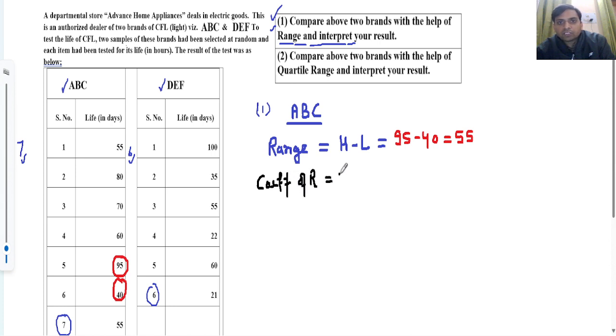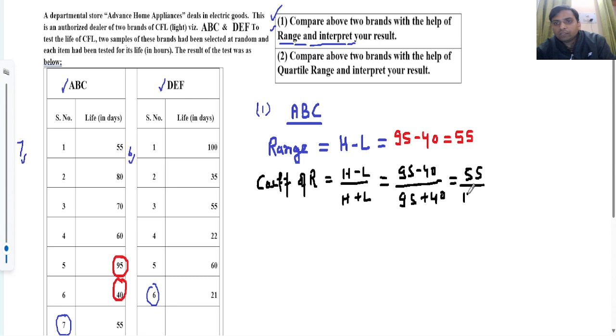So coefficient of range equals highest minus lowest value upon highest plus lowest value. So highest minus lowest value means the same 95 minus 40, and this divided by 95 plus 40. So this equals 55 upon 135, right? So you can calculate this value. 55 upon 135 is 0.40. So this is the coefficient of range for ABC company.